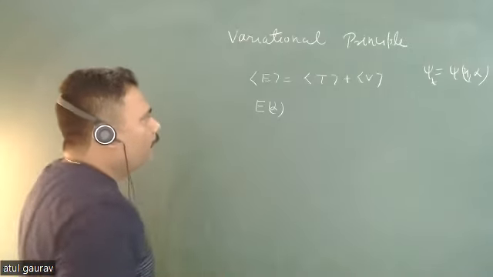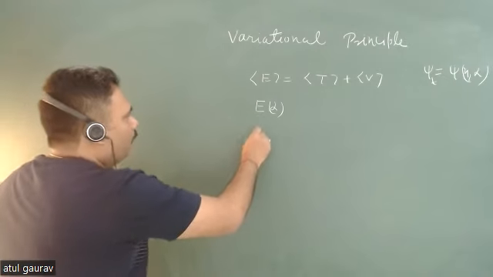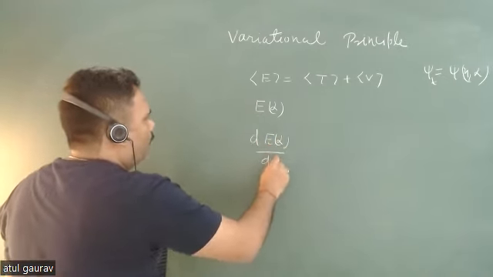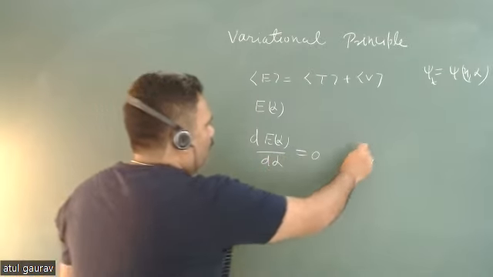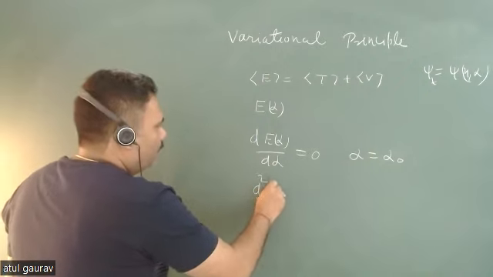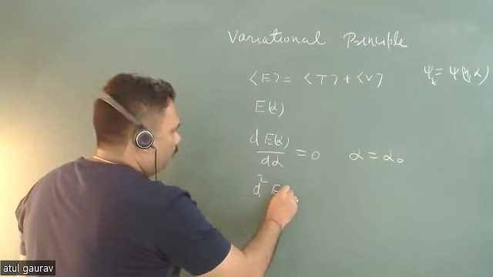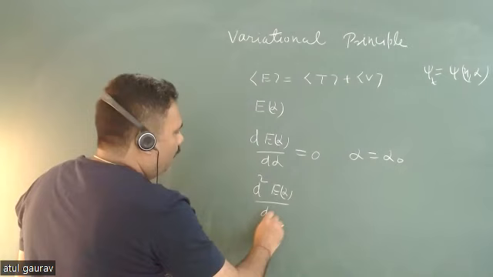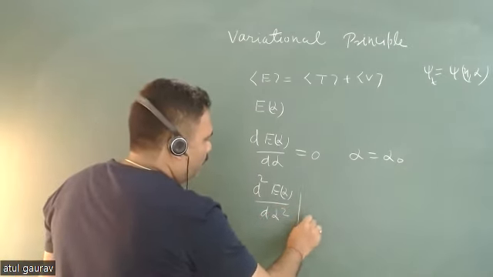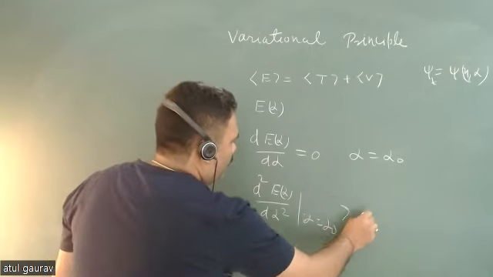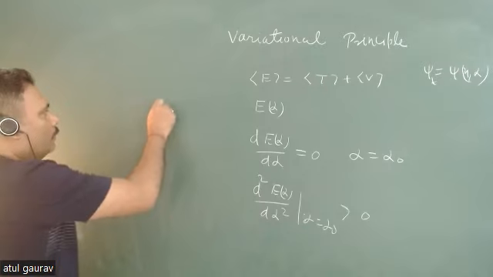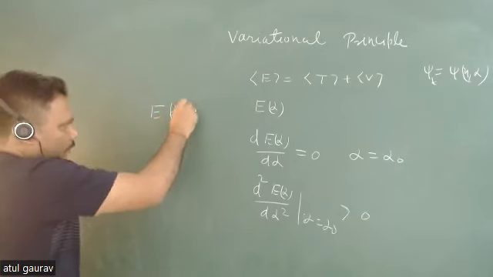And once you calculate this particular thing, E(alpha), you have to go for dE(alpha) upon d(alpha) must be 0 at some alpha equal to alpha naught, and this alpha naught is assumed to be the minima of energy. So this is alpha equal to alpha naught, and the second derivative is greater than 0. And finally, what you have to do, you have to calculate E(alpha naught).